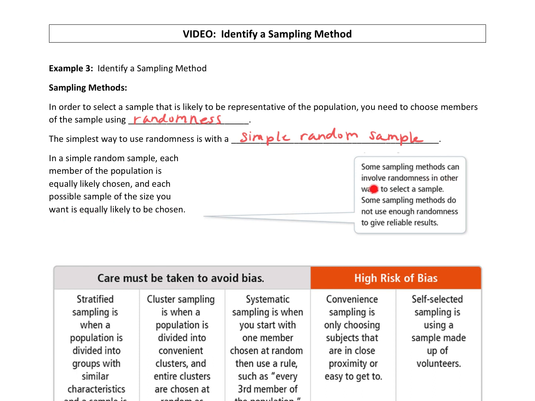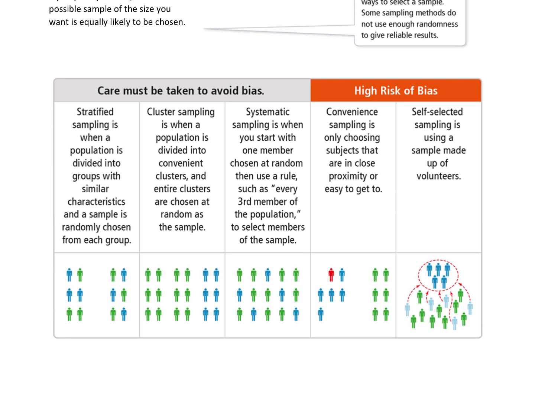Some sampling methods can involve randomness in other ways to select a sample. Some sampling methods do not use enough randomness to give reliable results. So if you want the best results to answer a statistical question, you can choose a type of study to do with a sample. The sample is going to represent the population, and for it to be the truest representation, this is what we're talking about, the simple random sample. So we have some different types of random sampling to talk about.